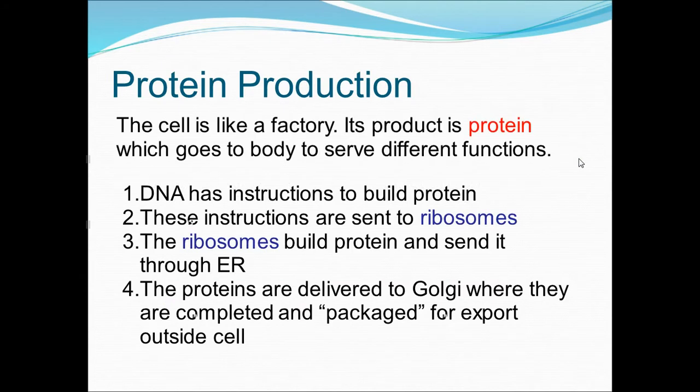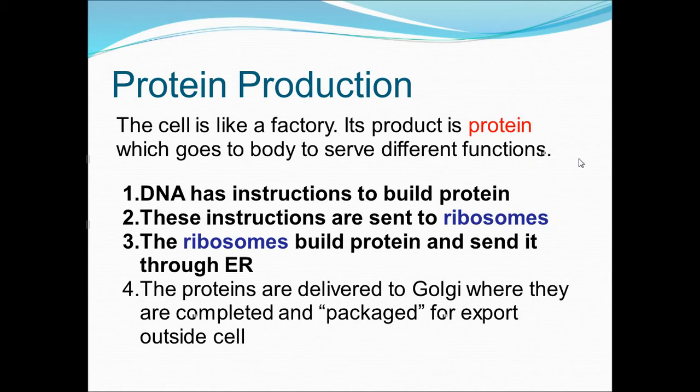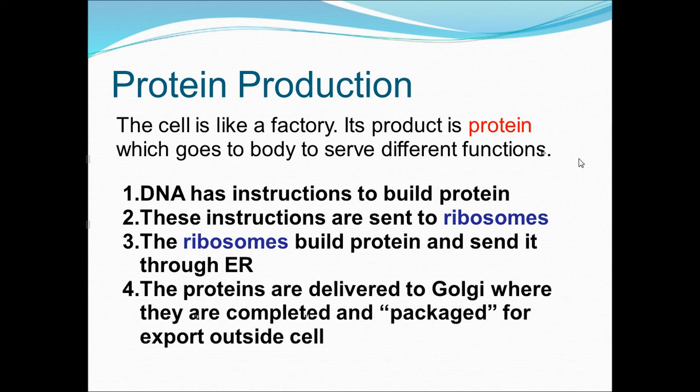The cell is like a factory. Its main job is to produce proteins. Remember, proteins are produced in the ribosomes. These proteins then go to the body to serve different functions, different jobs. The DNA contains the instructions to build all the different proteins. The instructions are sent to the ribosomes. Remember, the ribosomes are made in the nucleolus, and they're found along the rough endoplasmic reticulum. The ribosomes build the protein and send it through that internal highway, the endoplasmic reticulum. And then those proteins are delivered to the Golgi apparatus, where they are packaged for export outside the cell.